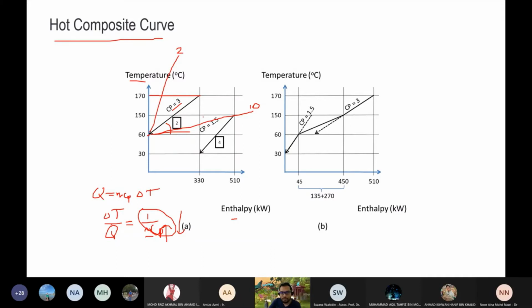So from here we know which streams are very sensitive to temperature. If the MCP value is very small, it means they are sensitive to the temperature or to the load. If the MCP is big, that means it's not very sensitive to the change in temperature, or the heat load that we give to them is not enough, or it's only able to change the temperature slightly, just like in this case. For example, we have given them half a megawatt of energy, but the temperature only increased from 60 to 150.